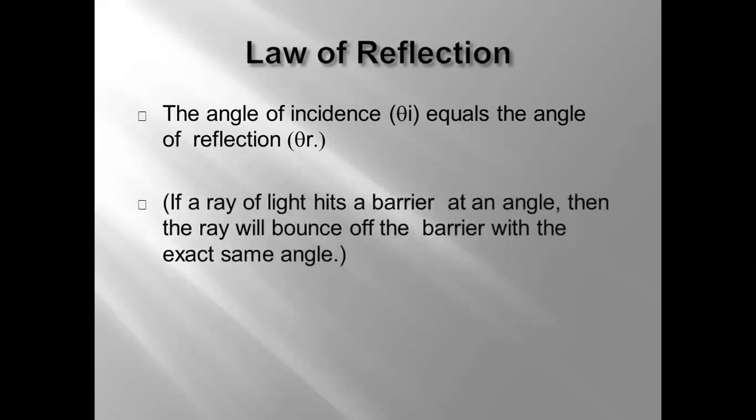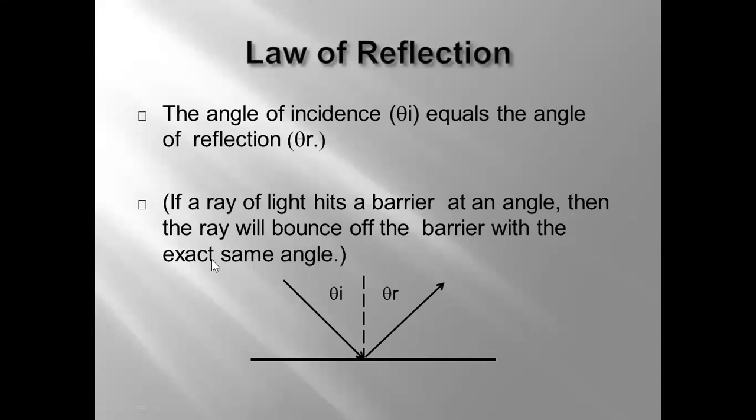If a ray of light hits a barrier at an angle theta I, which is the angle of incidence, then the ray will bounce off the barrier with the exact same angle. As the ray bounces off the barrier, the created angle here is the angle of reflection. Hence, the law of reflection equates both angles: the angle of incidence is equal to the angle of reflection.